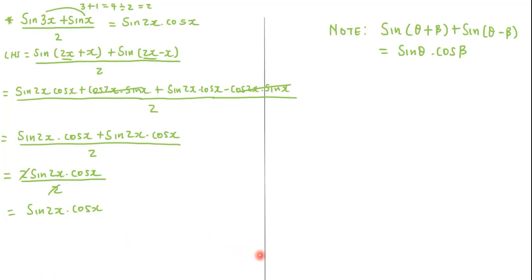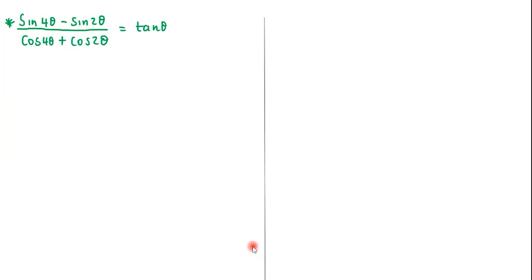All right, so let's go ahead and continue with these types of questions. Now here's another one that we're given. We can see that we're given sine 4 theta minus sine 2 theta, all divided by cos 4 theta plus cos 2 theta, and then it has to equal tan theta. As you can see, we're having the 4 theta and the 2 theta again, but this angle is very small.